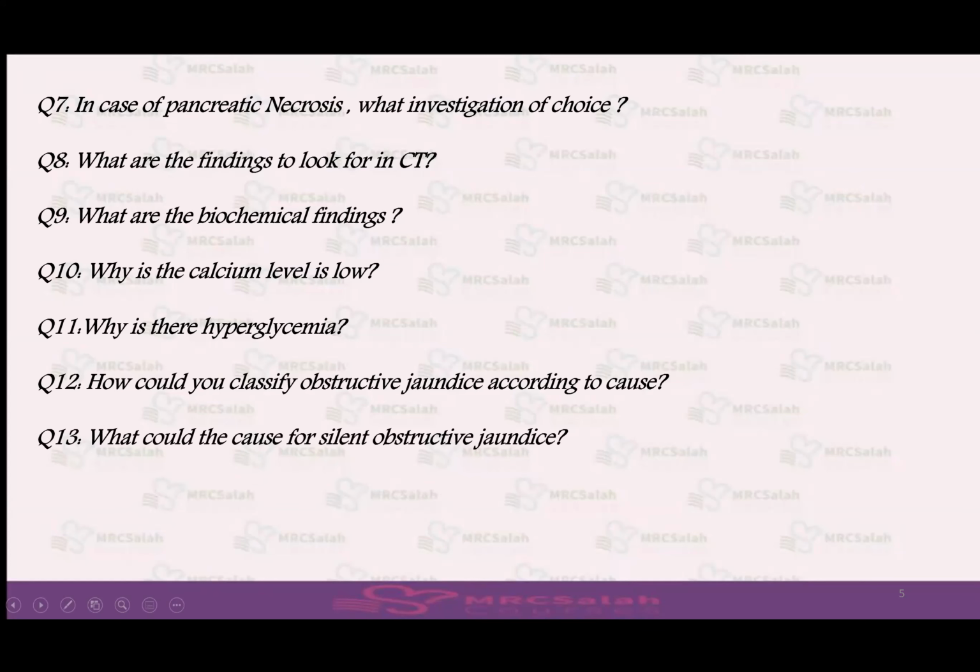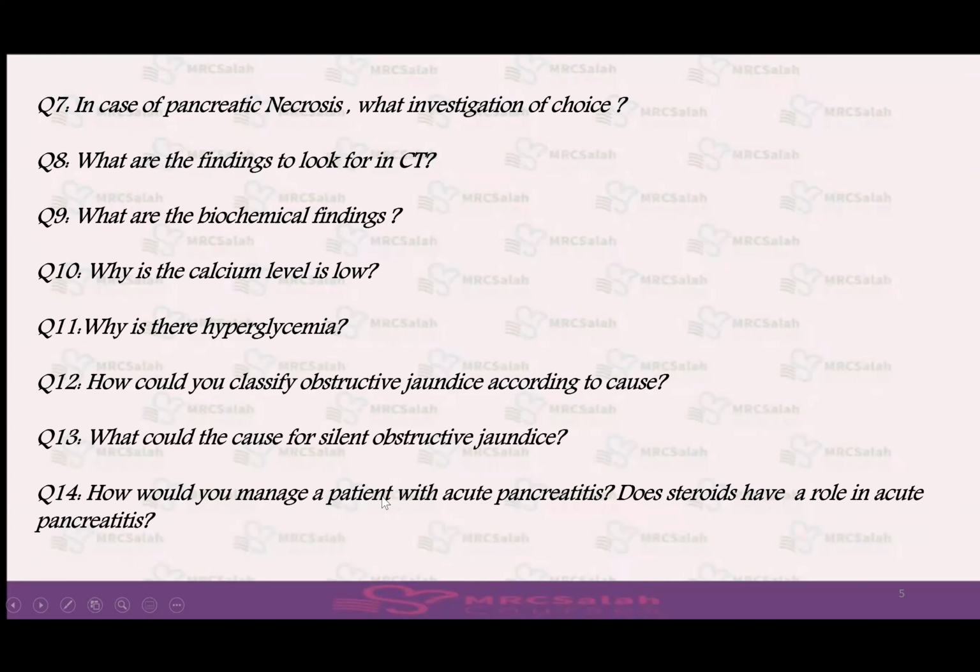What could be the cause for silent obstructive jaundice? Cancer head of the pancreas. Excellent. How would you manage a patient with acute pancreatitis?